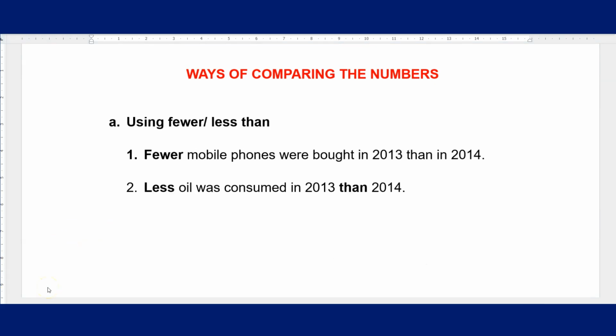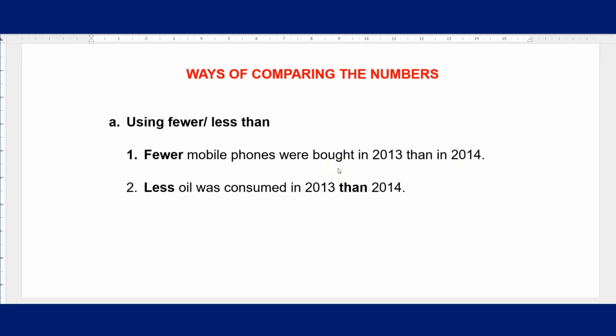We are now going to use fewer or less than. So this time you're going to use the comparison, the degree, okay? So the superlative, right, and comparative, okay? So using fewer and less than, this is the way you can also use it. First of all, let's read this one. Fewer mobile phones were bought in 2013 than in 2014. So comparing 2014 and 2013, you can see that there were fewer mobile phones bought in 2013 than in 2014.